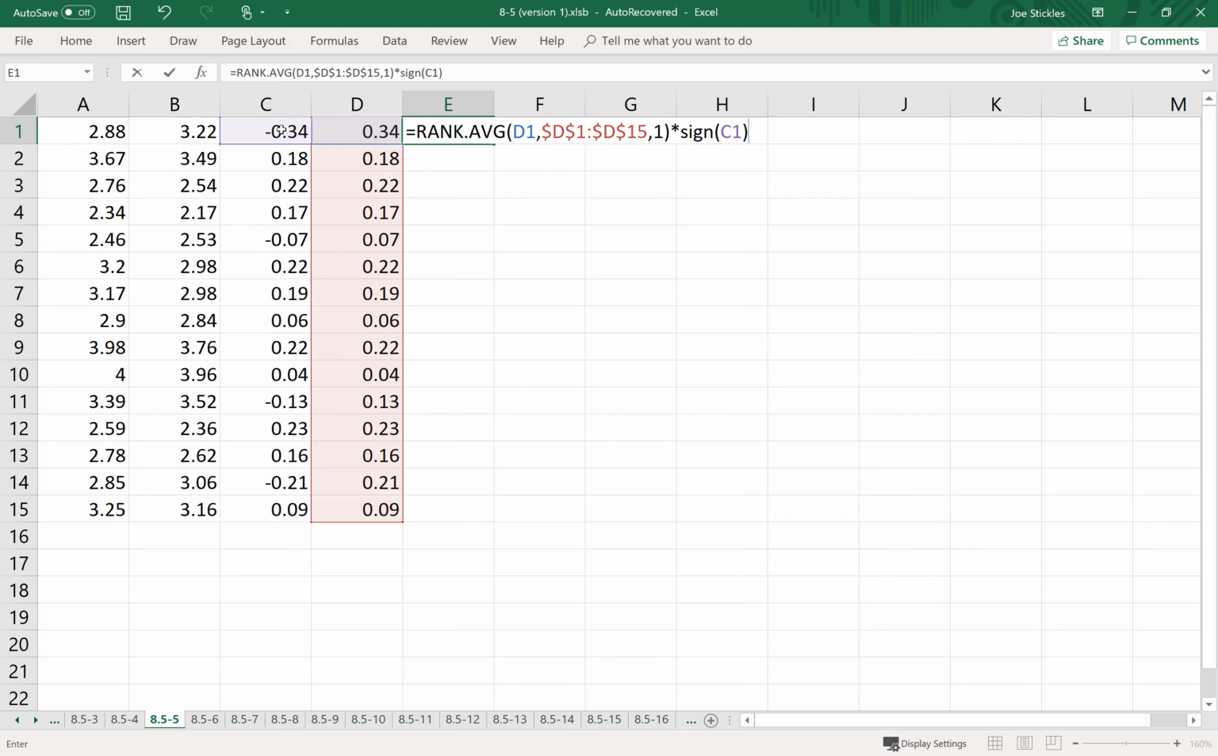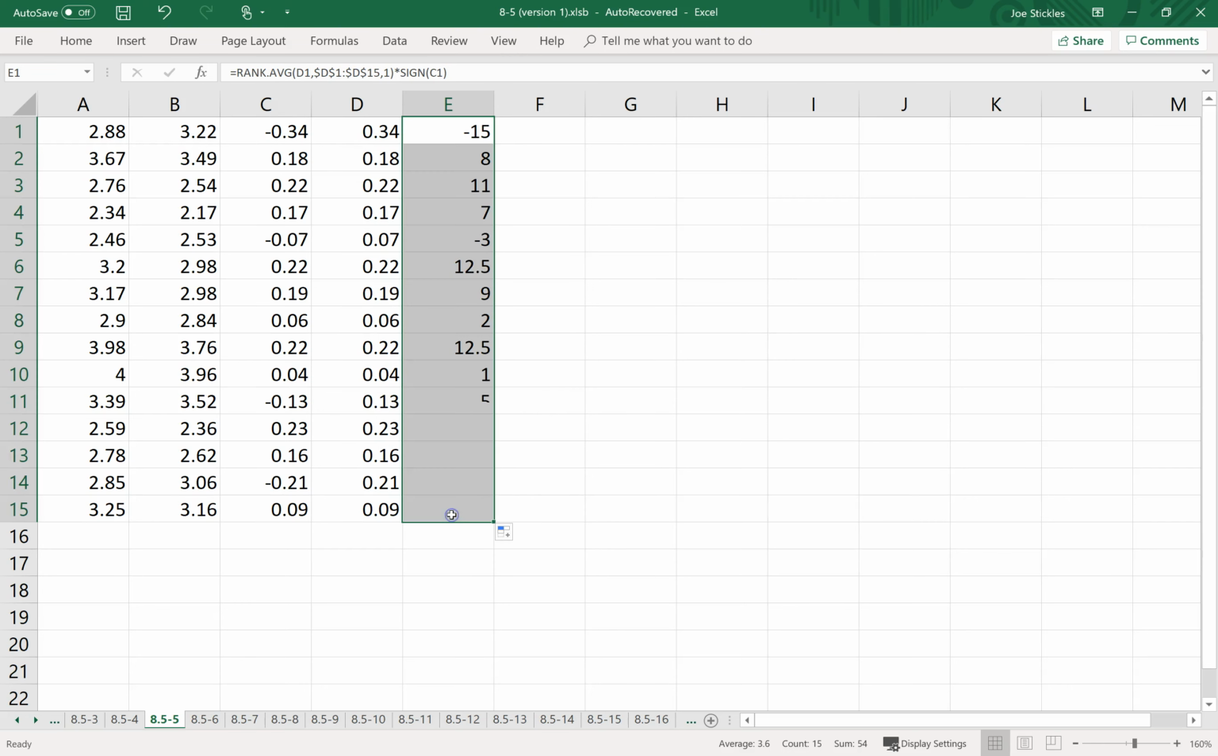So I want to rank the absolute, I want to rank the distances. That's why I took the absolute value, right? How far away from the median it is. But I want to sign them by above and below. So that should give me what I want for the ranks. So there's our ranks.